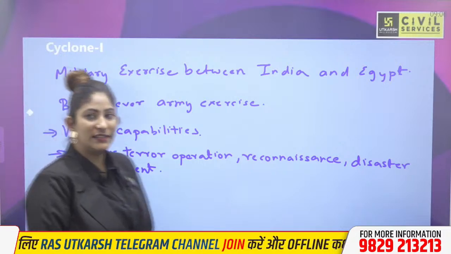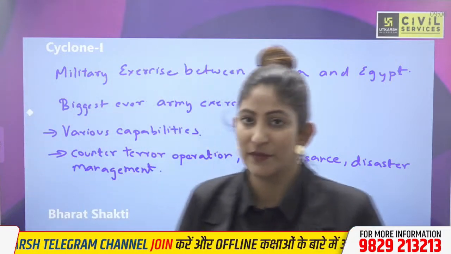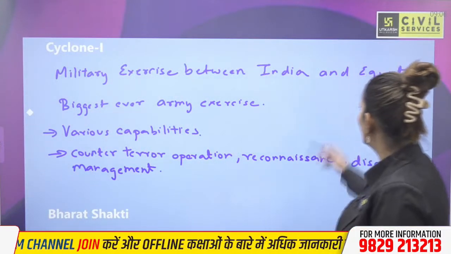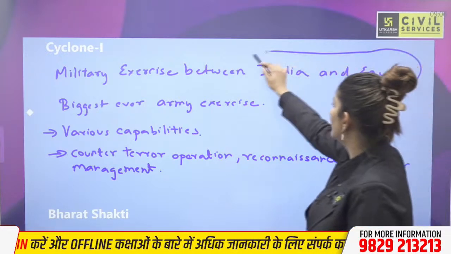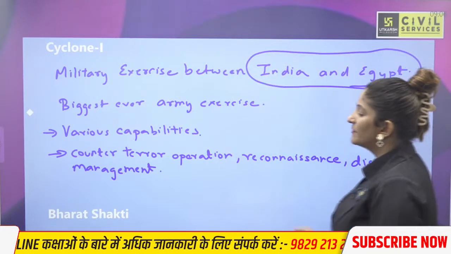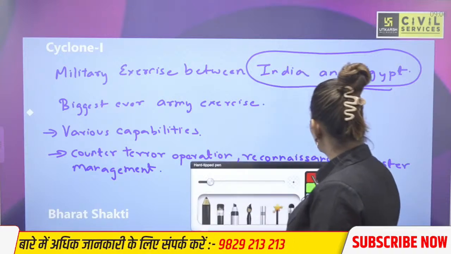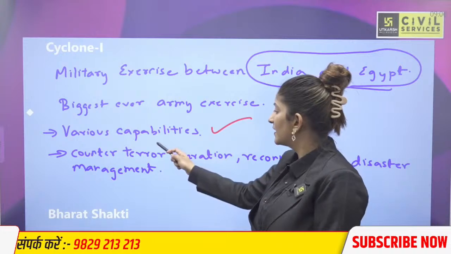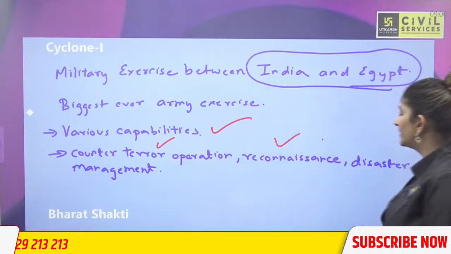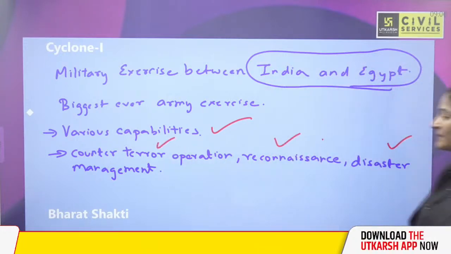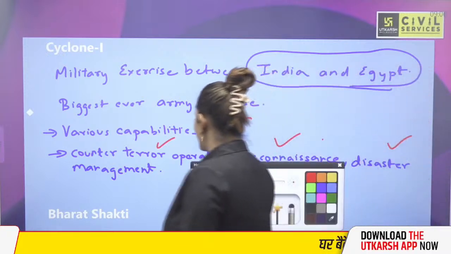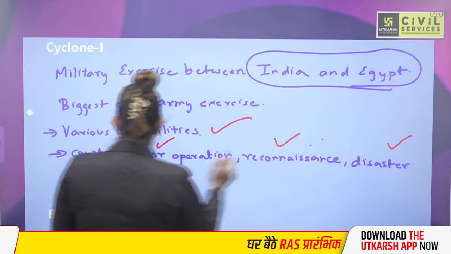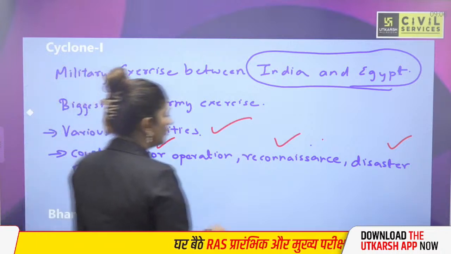Okay, so all these were done in Cyclone 1. This was conducted between whom? Between India and Egypt. So this is something that you have to remember. It was the biggest ever army exercise between India and Egypt, where various capabilities were shown, such as counter-terror operations, collecting intelligence or reconnaissance, disaster management, etc. So these kind of questions are asked a lot in your examination. Make sure you know about it.